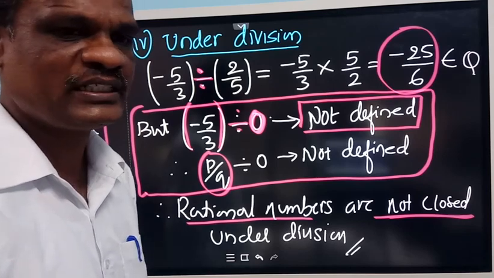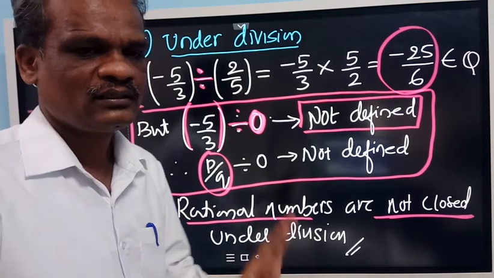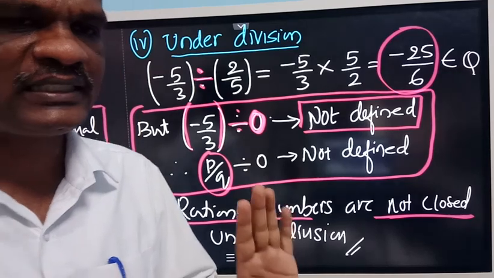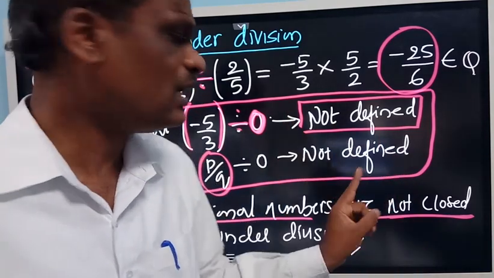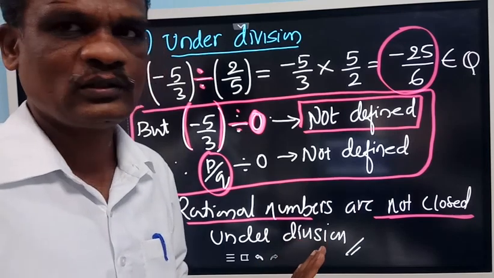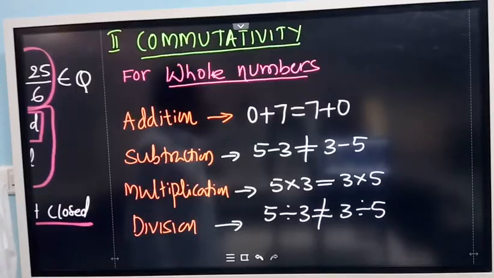It is not closed under division. You got it? Closure property only for these rational numbers. The first three operations it is closed. Only the last operation it is not closed. See the commutative property of these rational numbers.